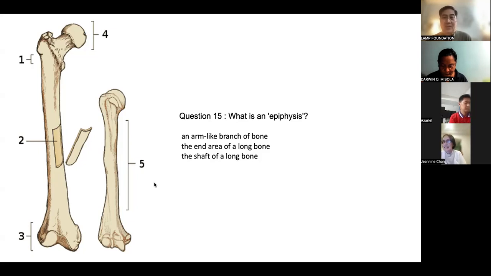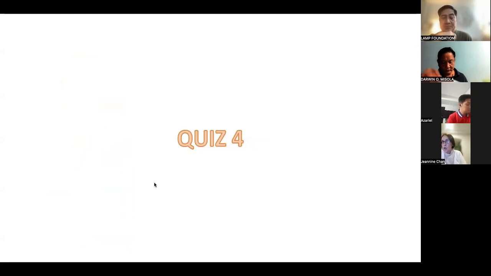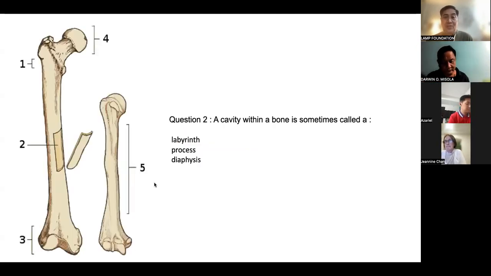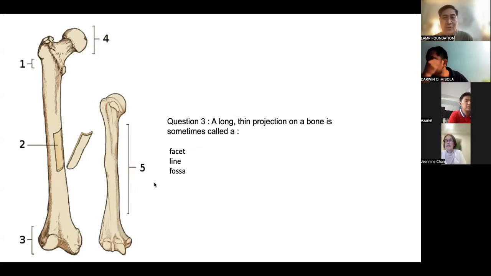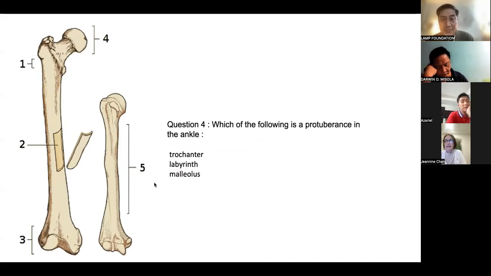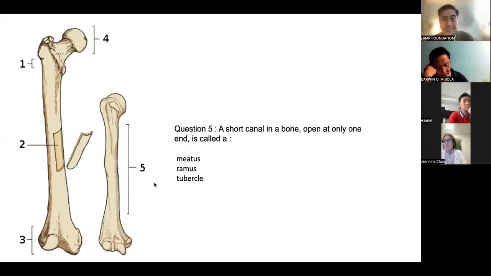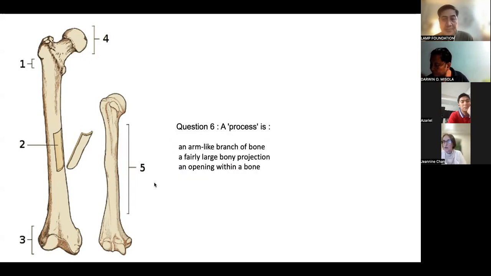A small pit found on the head of a bone is called a fovea. A cavity within the bone is sometimes called a labyrinth. A long thin projection on the bone is sometimes called a line. Which of the following is a protuberance in the ankle? Malleolus. A short canal in the bone open at only one end is called a meatus. A process is a fairly large bony projection.